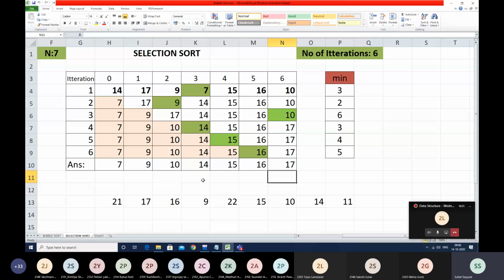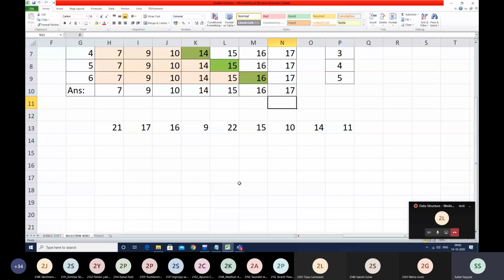Based on this, I had given you one numerical to solve: 21, 17, 16, 9, 22, 15, 10, 14 and 11. I hope all of you must have solved this. This particular numerical had a total of 9 elements, so you'll have 8 iterations in that. You'll have 8 different min values. Can anyone tell me what was the first min value that you got?